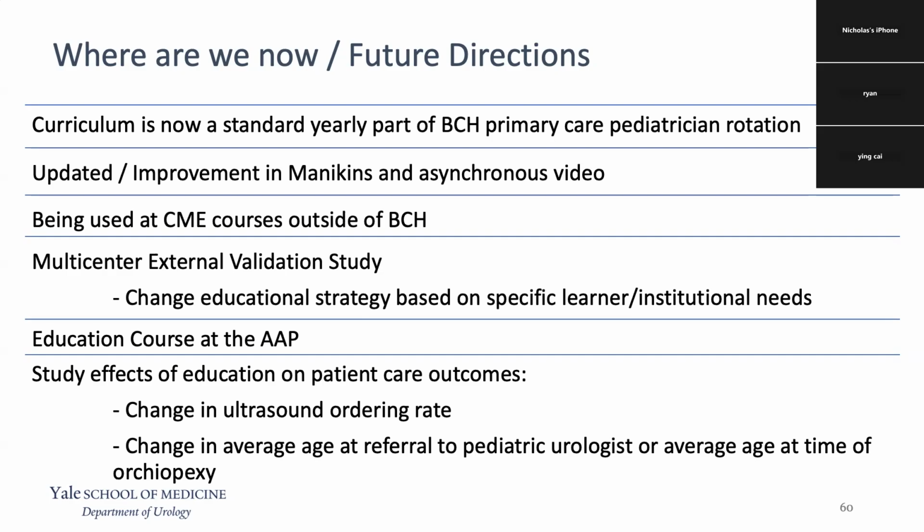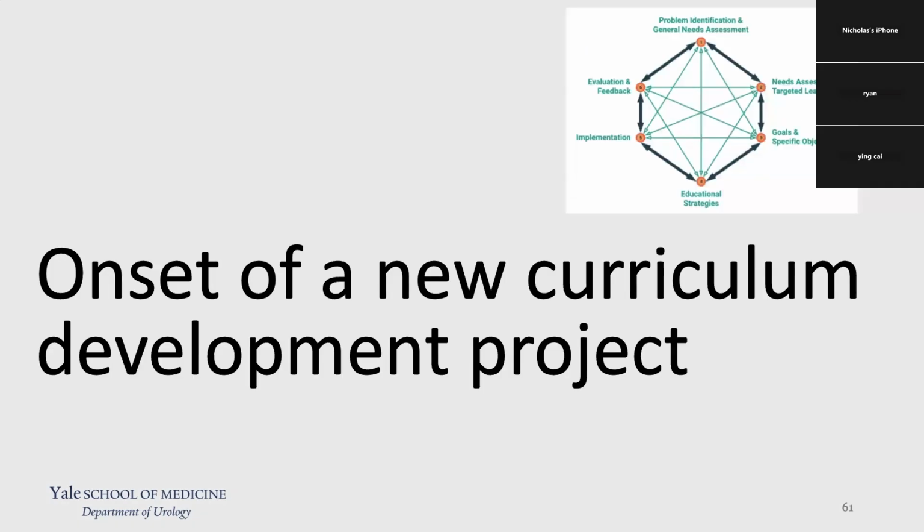So I'm trying to figure out a way to get a better understanding of how this education affects our patients, whether it's changes in ultrasound ordering rate, or a change in the average age at referral to a pediatric urologist, or age at time of work-up, from both before the education to afterwards. So that's generally overall what that study was about.